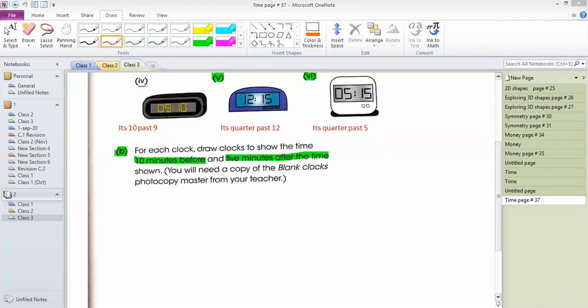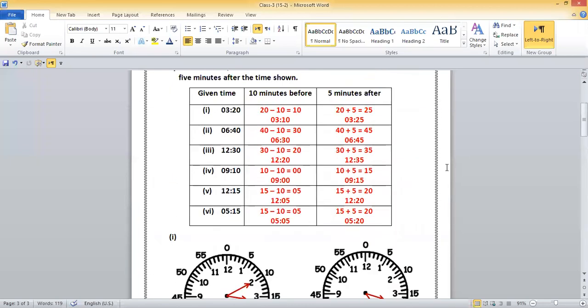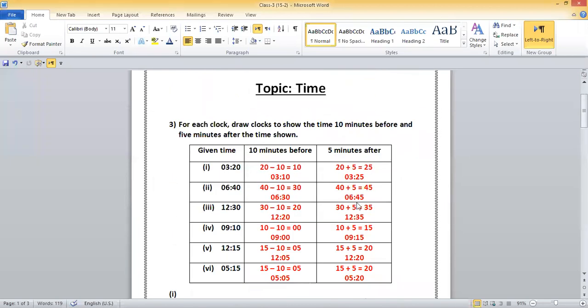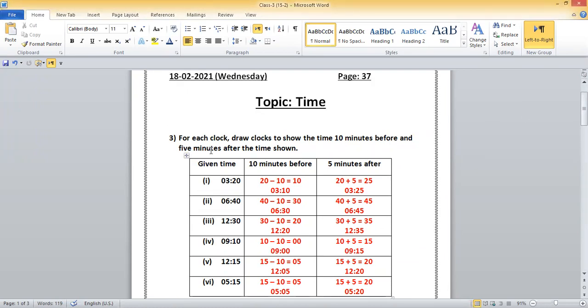Wait a minute, I need to check. Okay, I'm going to share a new screen with you guys. But I cannot find that screen. Can you see the screen, guys? Yes, sir. Very good.